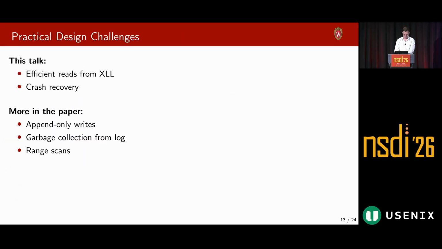That brings us to some of the practical design challenges. That question is going to be answered by our efficient read algorithm. We'll also talk about crash recovery. There's a lot more detail in the paper about append-only writes, garbage collection, and range scans.